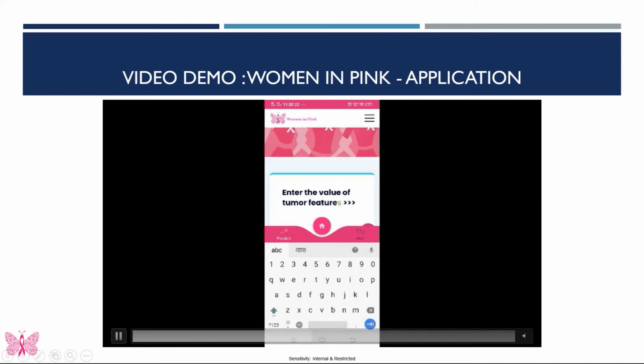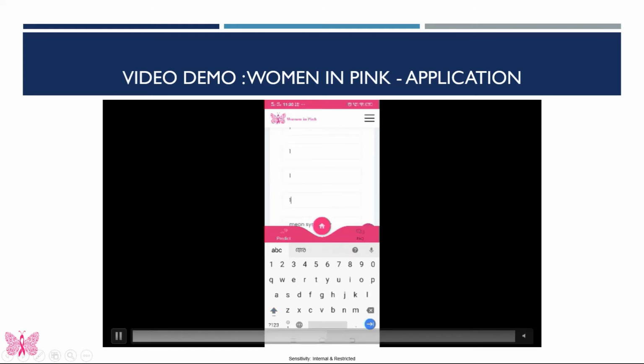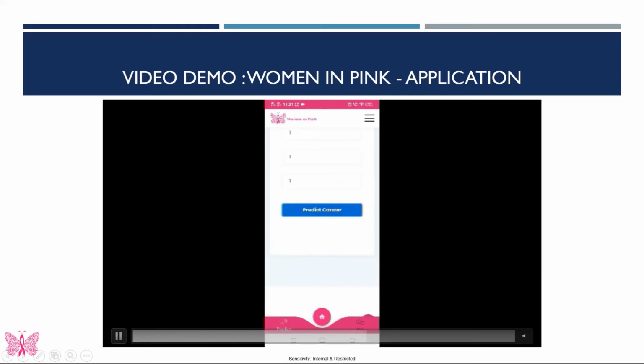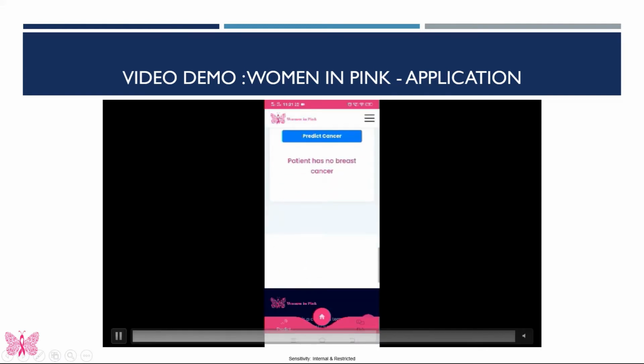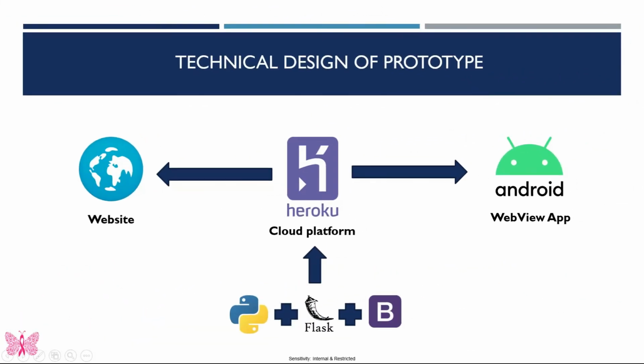This is the form with which you are able to predict whether the user has breast cancer or not. The user needs to input some values in this form, as mentioned in the form itself. Based on that they fill it in, and at last there is one button to predict the cancer. Once that is clicked, our backend logic will be performed and it will show whether the user has breast cancer or not. I'm moving to the next slide.